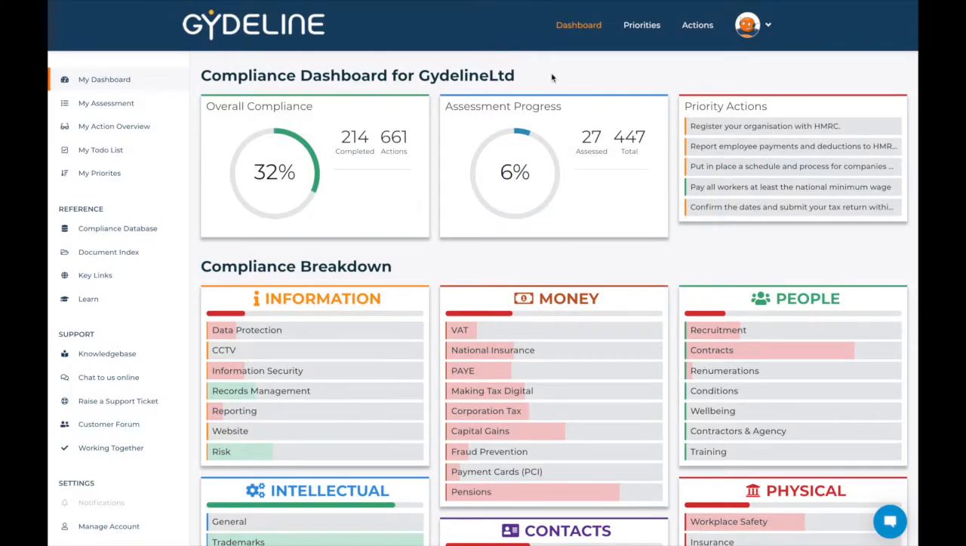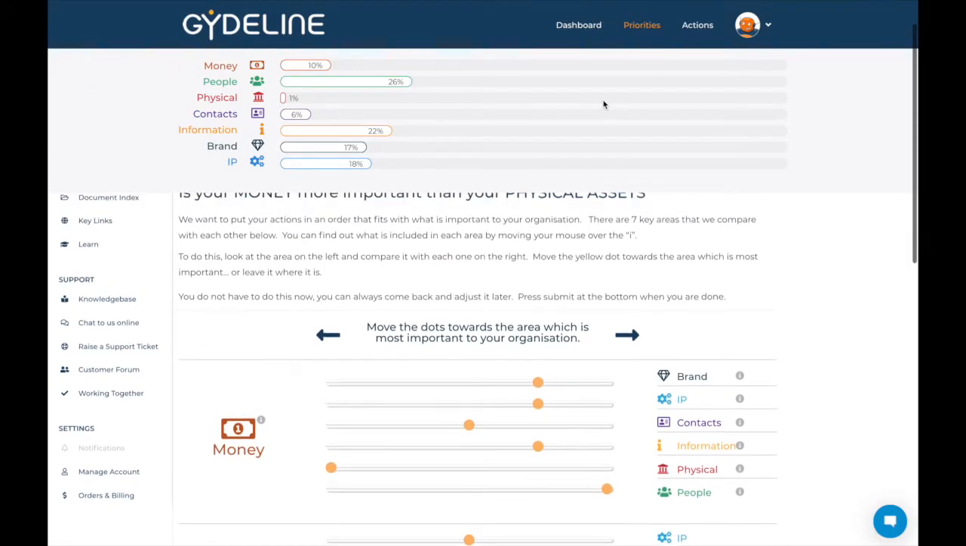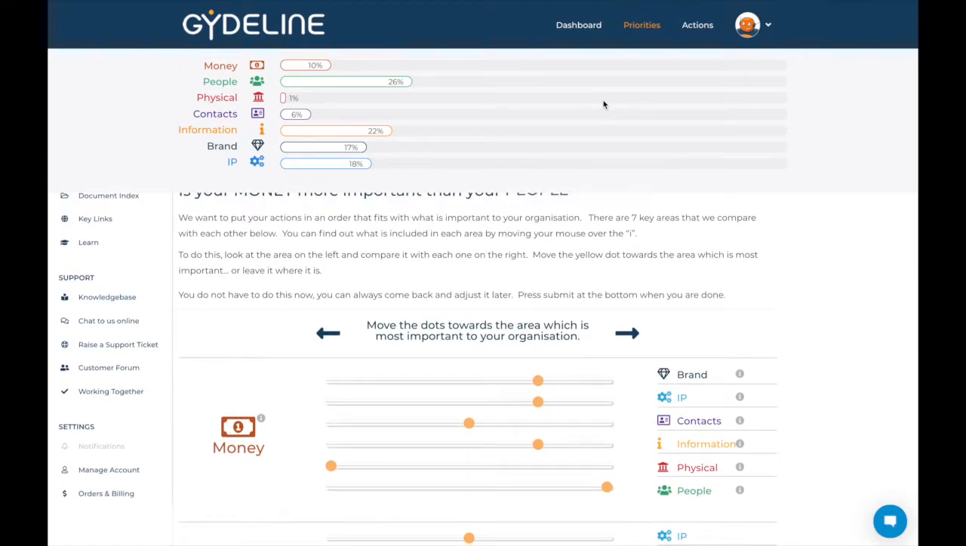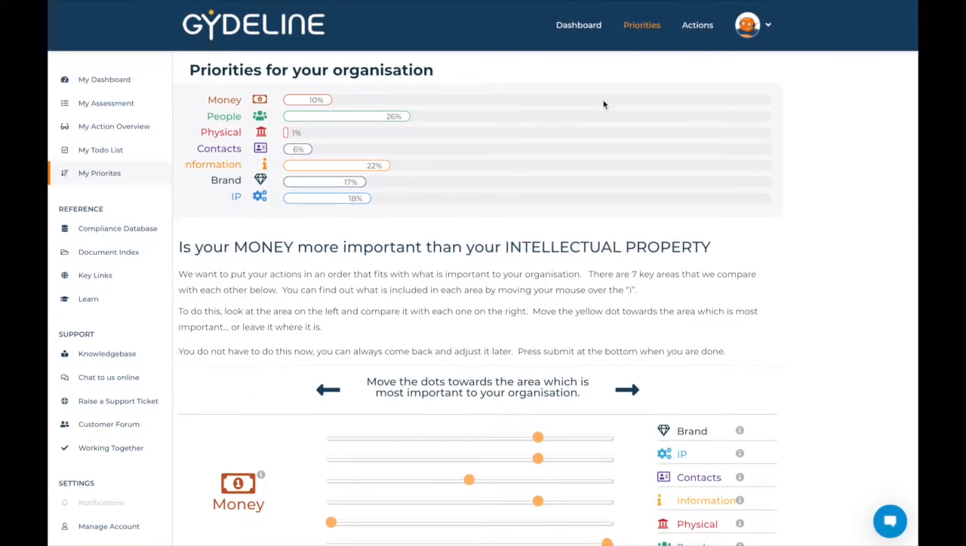So I've logged into the Gydeline system, and the first step we need to do is to set the priorities for the organization. Now, I've already done this for Gydeline, but just to take you through the priorities that we have set for our organization, this is important because it feeds through not only into our actions and our to-do list, but also sets the priority on which areas of compliance we're going to address first.